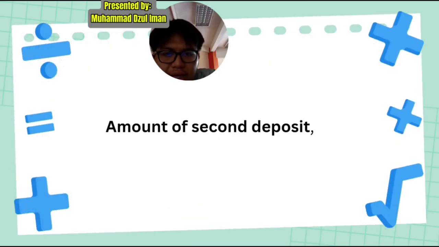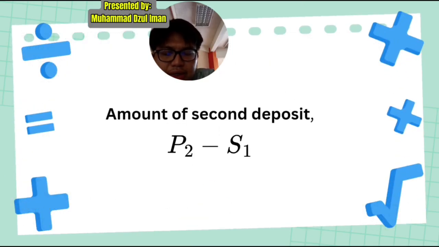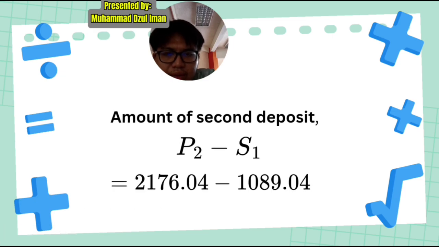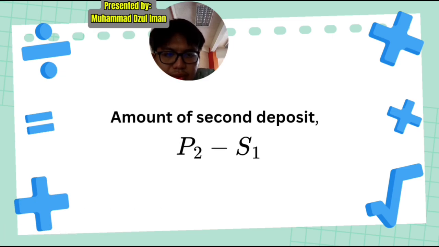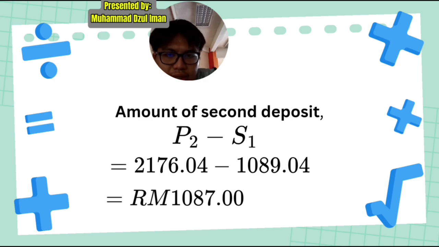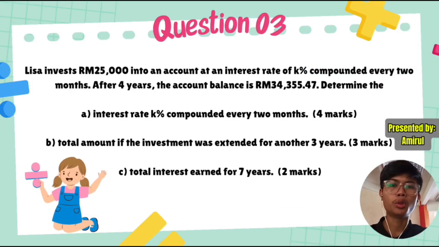2,176.04. Next, we need to find the amount of the second deposit, which is the formula P2 minus S1, where 2,176.04 minus 1,089.04, which we will get RM1,087. We move to question 3.